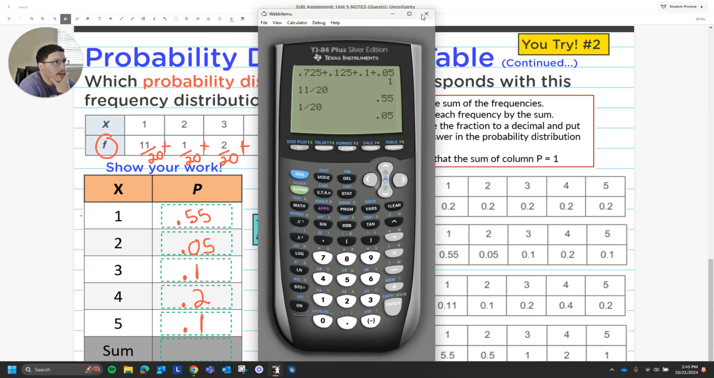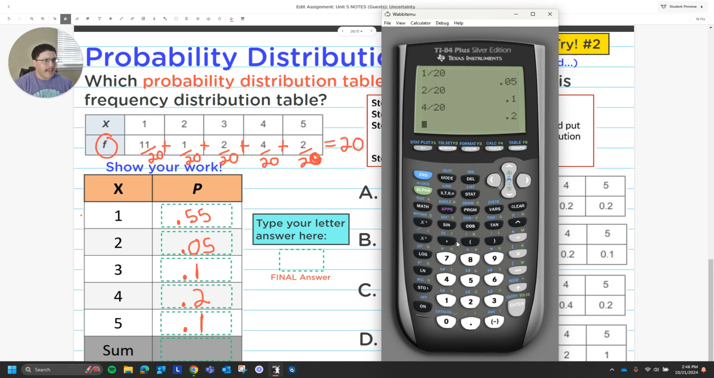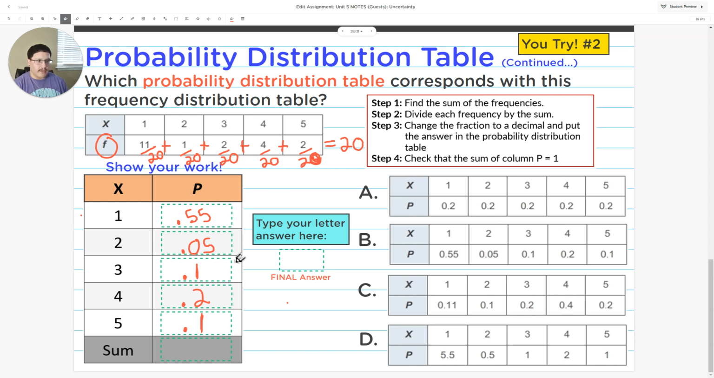Let me make sure for each one of those. 2 divided by 20, 0.1. And then 4 divided by 20, 0.2. Yeah. Now, I'm going to add all these together to make sure I did everything correctly. 0.55 plus 0.05 plus 0.1, and then plus 0.2 plus 0.1, which totals out to become 1. So everything, as far as I know, is done correctly.